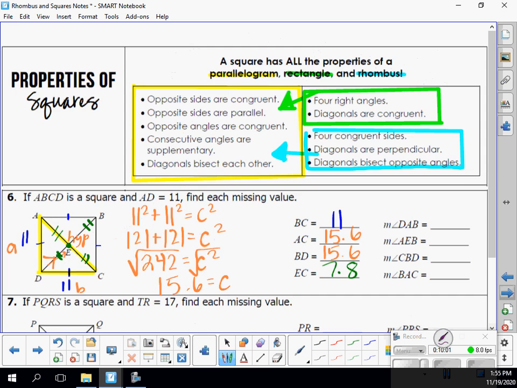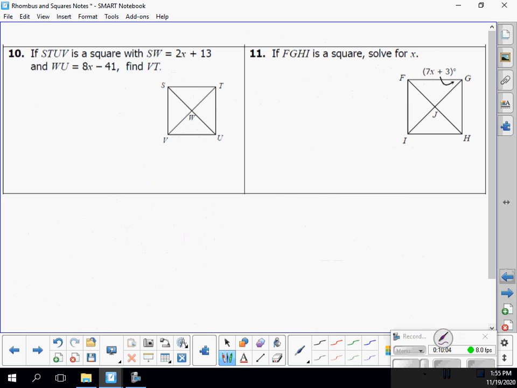All right, let's look at, I have to go through all these. Oh, number 11. I'm told that it is a square. And what I know about squares and my angles is that every corner is 90 degrees. That's from a rectangle. I also know that my diagonals bisect opposite angles. That's from a rhombus. So if I'm looking at that, I have part of a 90-degree angle. It's being bisected, and I have part of it. Well, 90 degrees cut in half is 45 degrees. So I know that the part they give me is going to equal 45 degrees.